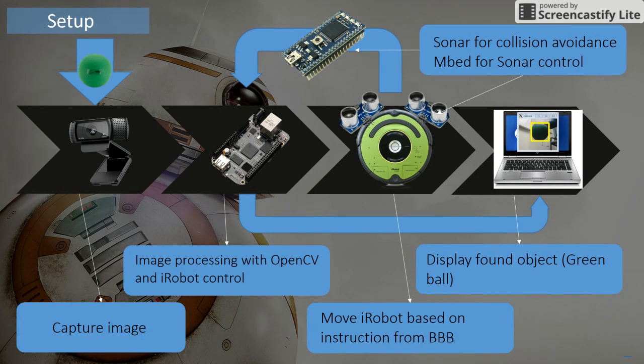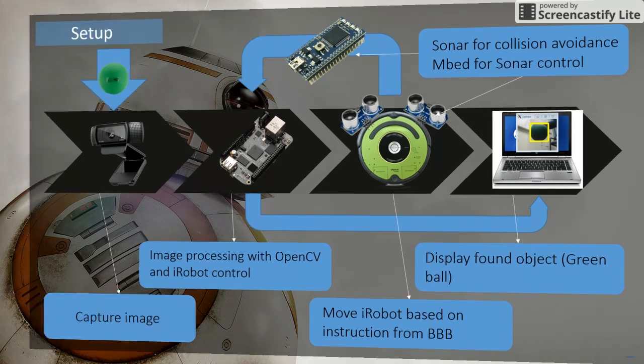Next slide is the setup. So basically you can see we have the first webcam, which is going to capture the image of the ball. Then it's going to send the information to the BBB. The BBB is going to do the image processing with OpenCV and iRobot control. And then we have the iRobot, which is going to move, and also is going to have the sonars mounted. And then the Embed is going to sense those sonars to avoid collision, and then it's going to send the signals to the BBB to stop the iRobot in case of the obstruction. And then we have the display, basically the laptop, to display whatever the webcam is capturing.